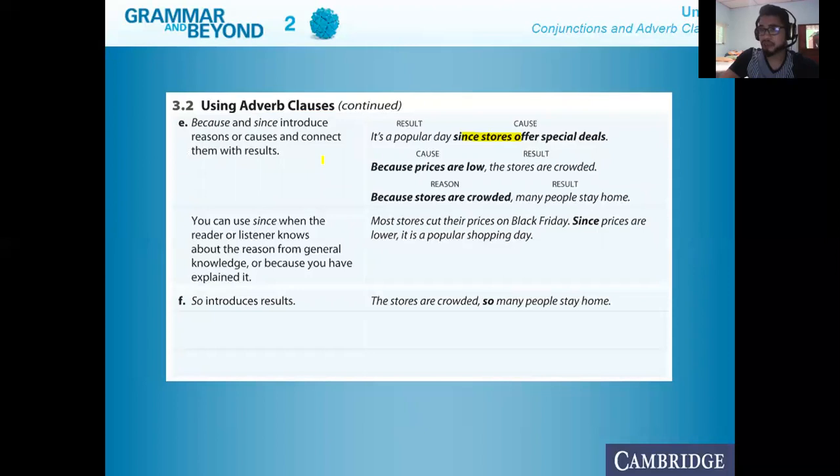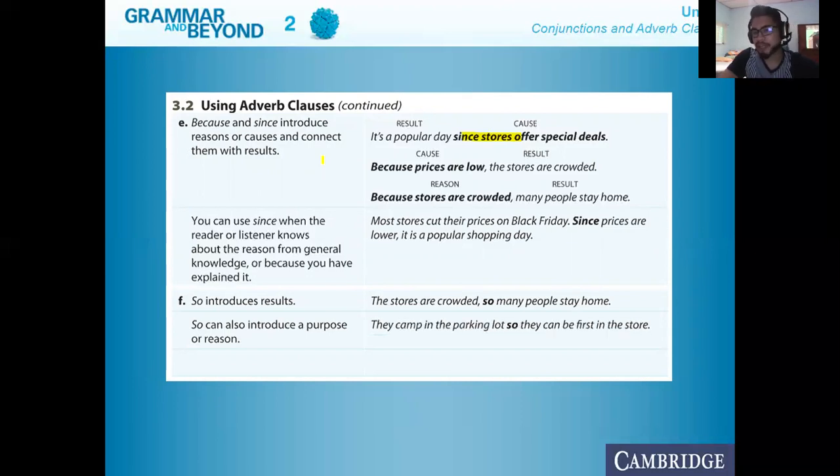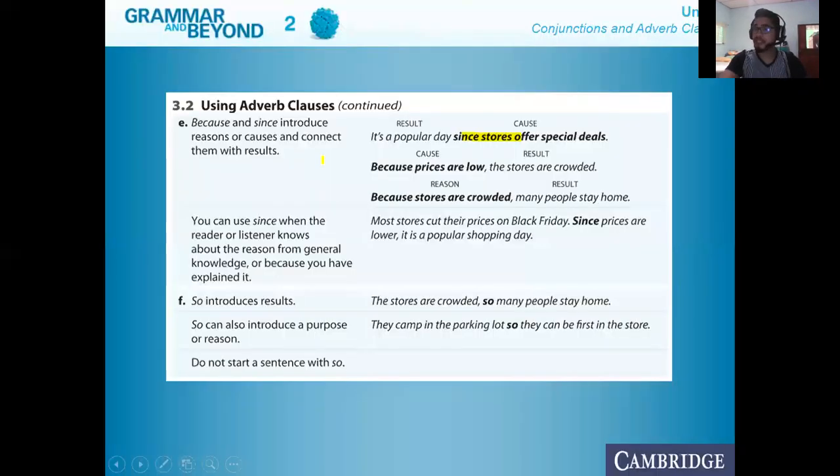So introduces a result, as we saw already, like the stores are crowded, so many people stay home. You can also introduce a purpose or reason. Like, for example, they camp in the parking lot, so they can be first in the store. And do not start a sentence with so. Never, never, never in your life start a sentence with so or with any other conjunction, okay? They are not meant to start a sentence, but they are meant to join two sentences together. With that, we're going to finish the explanation of conjunctions and adverb clauses.